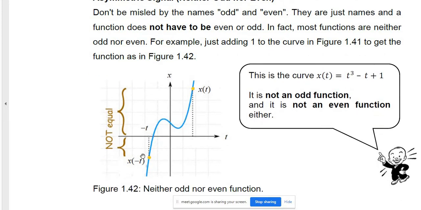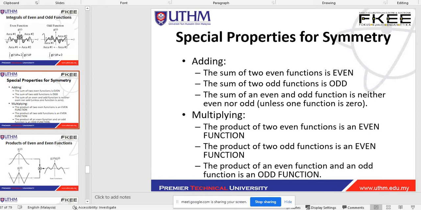This one is asymmetric, because if you want to get the mirror image at the y-axis, it is unable to. Let's say you want to mirror image at the y-axis, it should get something like this. Hey, how come I cannot draw? Why can't I draw? Something is wrong with my pen.